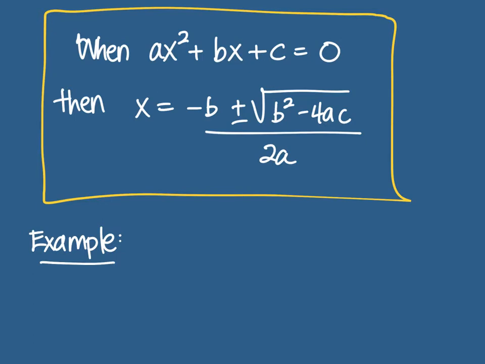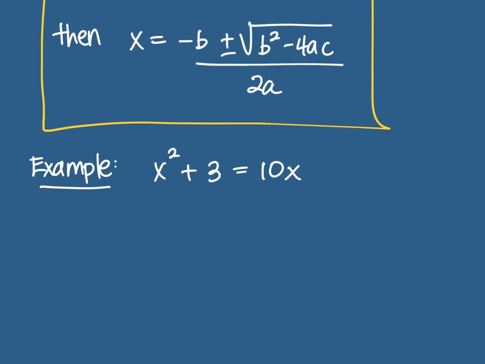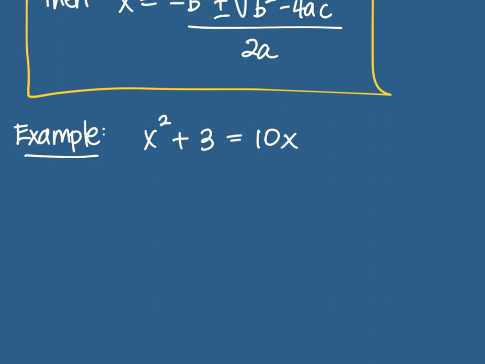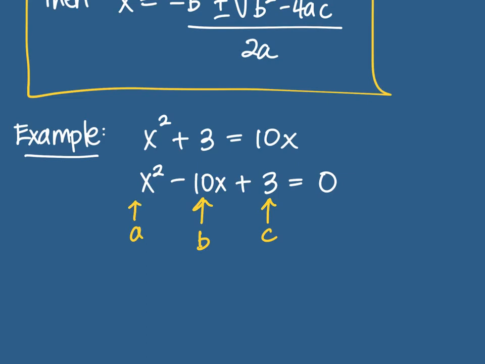So let's say you've got x squared plus 3 equals 10x. So it's not in the right order, so we've got to take care of that first and make sure it's equal to 0. So I'm going to move the 10x to the other side. So x squared minus 10x plus 3, and now it's equal to 0 and in the right order. So what is the 3 the value for? C. What about the negative 10? b. And then what about a? 1. There's an understood 1 there.